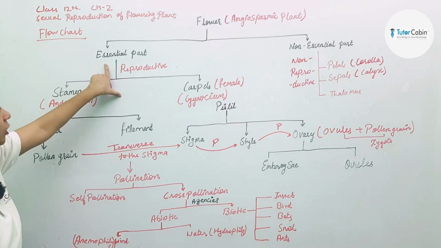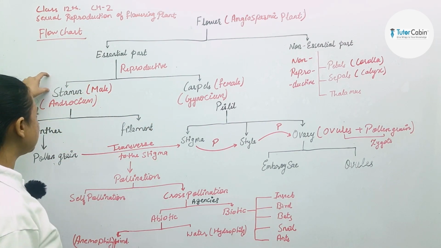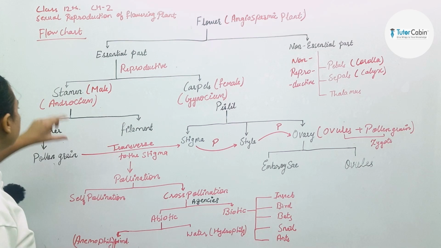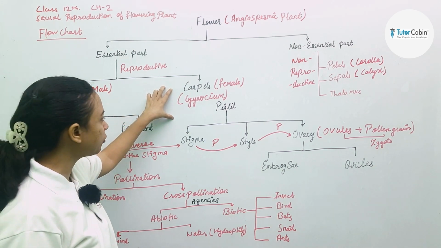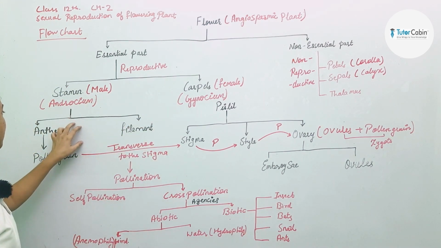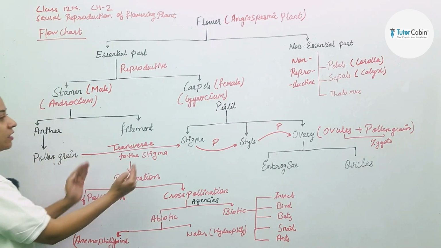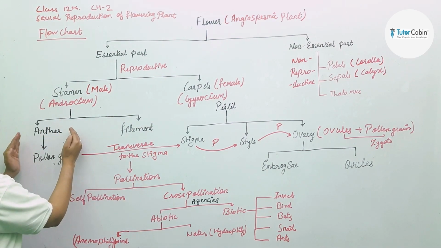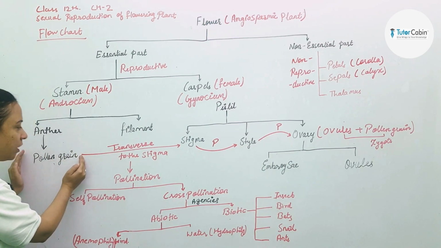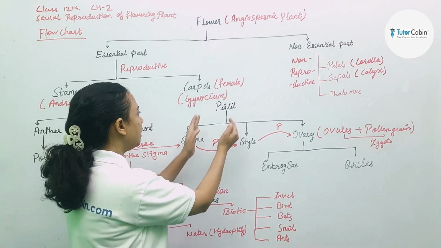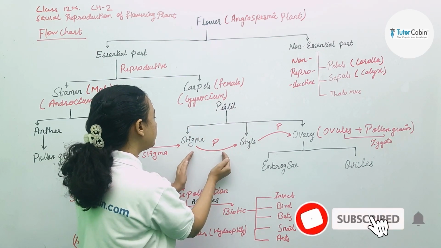The reproductive part or essential part also has two parts. The first one is the stamen and the second is the carpel. Stamen is the male reproductive part, called the androecium, and carpels are the female reproductive part, called the gynoecium. Stamen also divides into two parts: the first is the anther and the second is the filament. The anther is the place in which the pollen grains develop and from where they are transferred to the stigma.